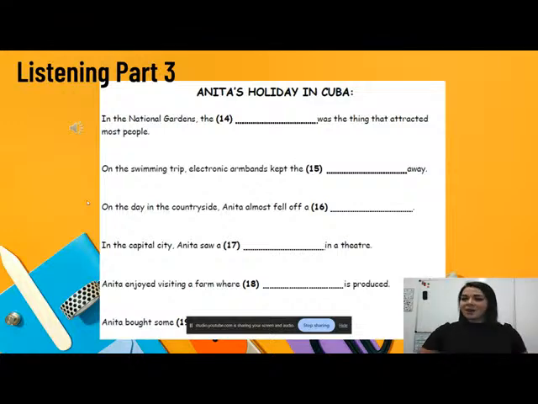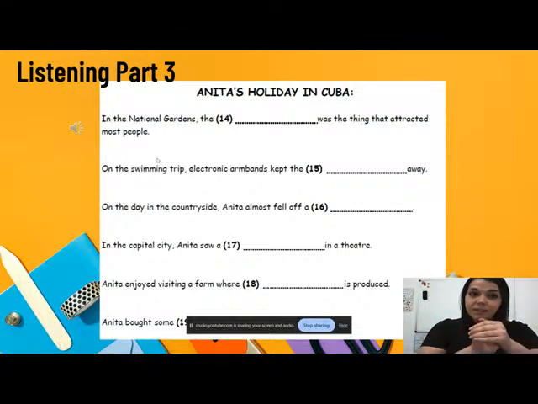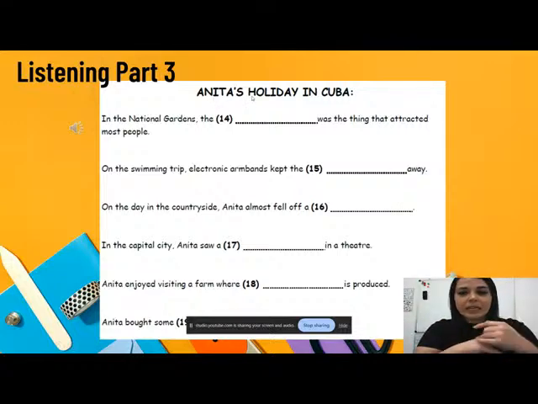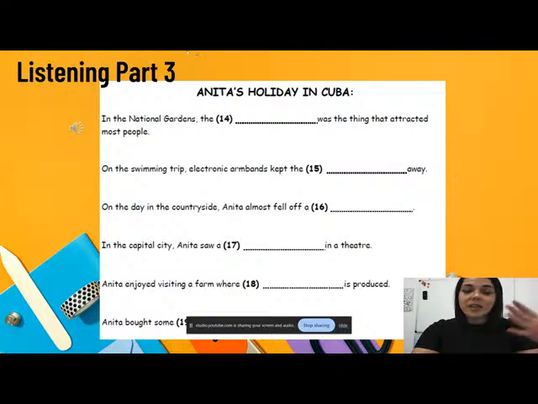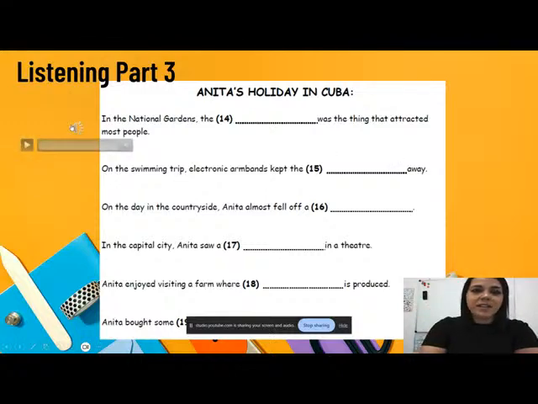Okay, listening part 3. We're getting there, we're nearly there. Listening part 3 is a gap fill activity. So we're going to listen to a person talking, I imagine Anita talking about her holiday in Cuba. Lucky Anita. She's going to speak continuously, and we have the chance to try and complete. Let's just focus on the first question, just number 14. In the National Gardens, the something was the thing that attracted most people. Let's listen to just the first section of this and see if we can get it.